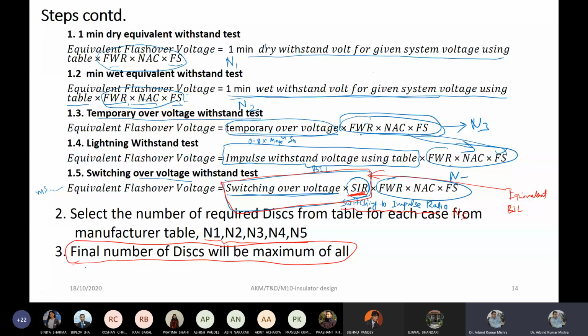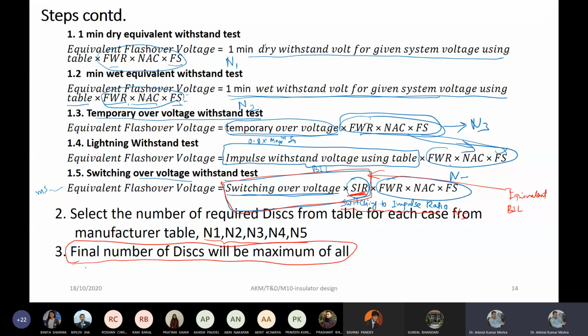So this is all, in general, about the considerations we make during insulation design, or the number of disc selection, for the high voltage overhead transmission line, depending on the continuous operating voltage, temporary overvoltage, lightning overvoltage, and switching overvoltage. And you know that there are so many things before the final steps for the calculation.